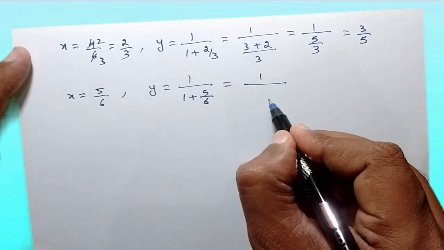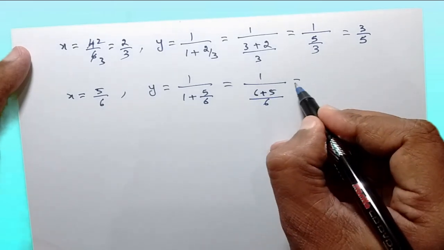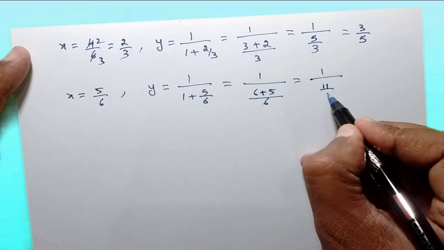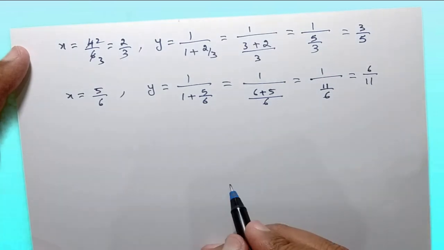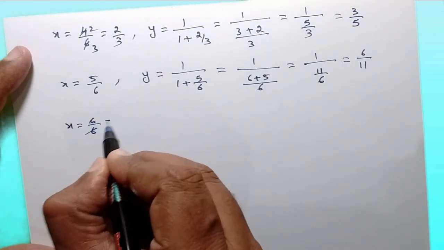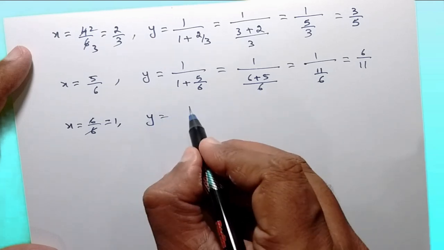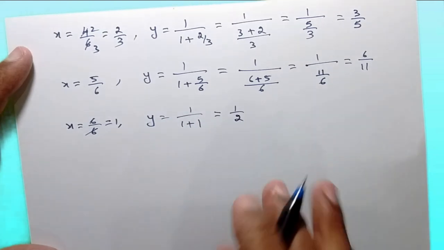So 1 by, LCM is 6 over there. So 6 times 1 will be 6, plus 5. So 1 by, it becomes 11 by 6. 1 by 11 by 6 will be how much? 6 by 11. Next value of x is 6 by 6, which is 1. So y value will be 1 by 1 plus x. X value is 2, so we'll be getting 1 by 2.